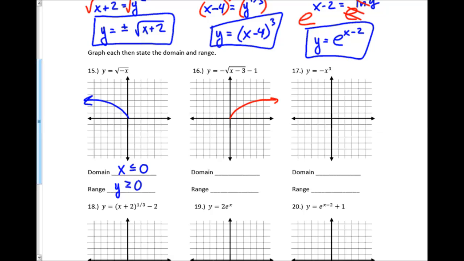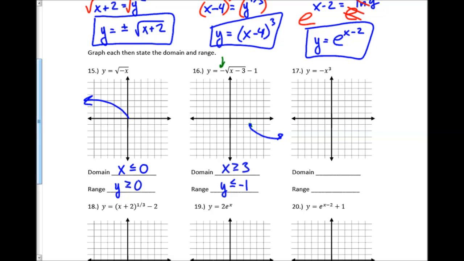For the next one, this is just like the previous one, except I have a couple more shifts. Remember, the original function looks like this. Inside with the x, I'm subtracting 3, so that's going to move me to the right 3. So that would put me here. And then I'm going to move down 1, which is going to put me here for the start of my parabola, or half a sideways parabola. But instead of opening up, this one's going to open down because of the negative symbol. So it's going to look like this. Okay? And again, it's still that same shape, but it's been moved around a little bit. And now I can identify my domain and range. My domain is x is greater than or equal to 3. And my range is y is less than or equal to negative 1.